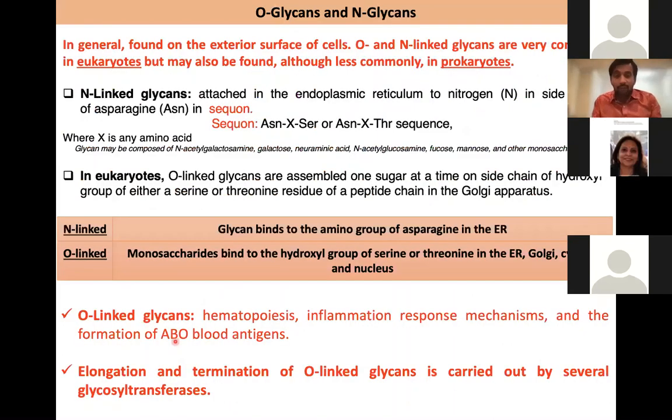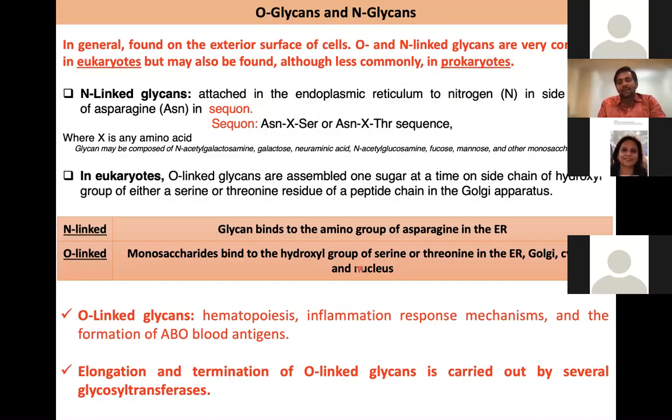Now, I will be discussing majorly the O-glycans, but I would like to mention the N-glycans also. These glycans are majorly found on the exterior surface of the cells. They are present in both eukaryotes and prokaryotes. N-linked glycans are attached in the endoplasmic reticulum to the nitrogen in the side chain of asparagine, and it is a sequence actually. So they bind in the sequence between asparagine and serine, or asparagine and threonine. In eukaryotes, O-linked glycans generally bind to the hydroxyl group of the serine or threonine residues in the ER, Golgi, cytosol or nucleus. However, the N-linked glycans are majorly in the endoplasmic reticulum.